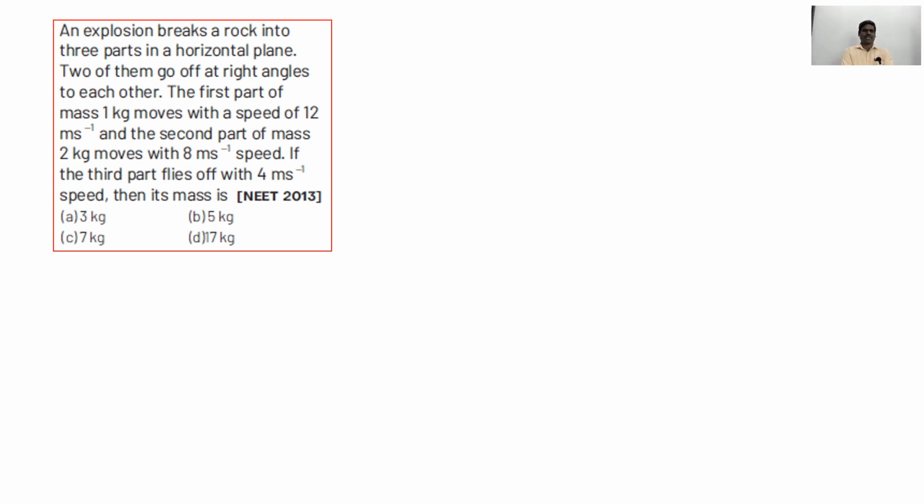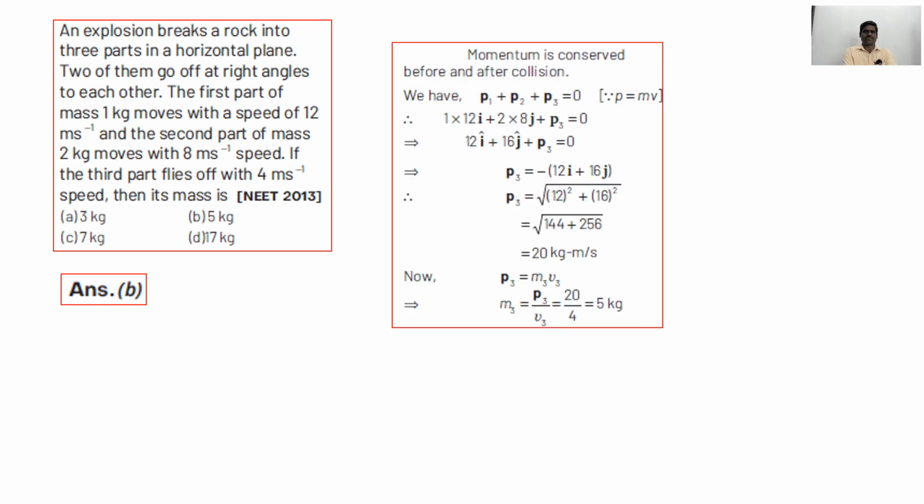Option A, 3 kilogram. Option B, 5 kilogram. Option C, 7 kilogram. Last option, 17 kilogram. Correct option is B, that is mass equal to 5 kilogram. As momentum is conserved before and after the explosion, the sum of all the momentum equals 0, that is P1 plus P2 plus P3. Total momentum is constant, equal to 0.